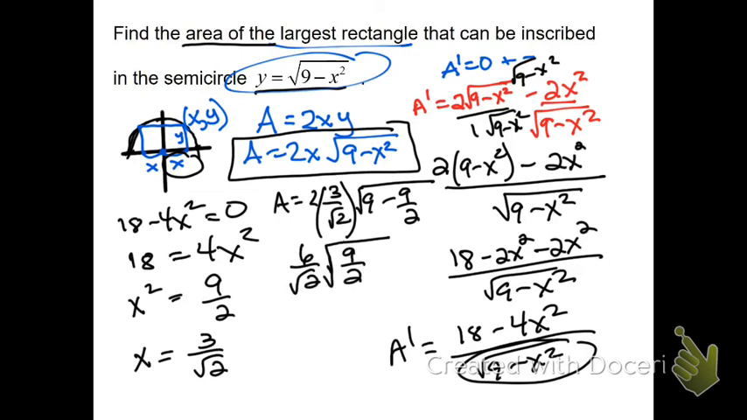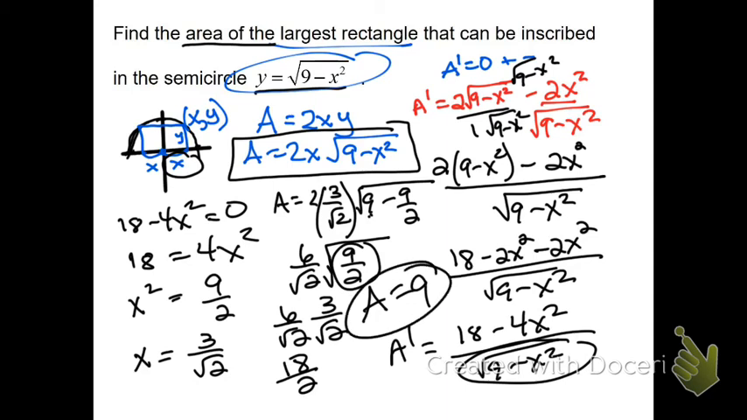I said I didn't care, but I can't stop. All right, so change the 9 to 18 over 2. 18 over 2 minus 9 over 2 would give me 9 over 2. Square rooting those, the square root of 9 is 3 over the square root of 2. Multiply across and you get 18 over 2. So the area ends up being 9. What a mess. All right, good luck, guys.